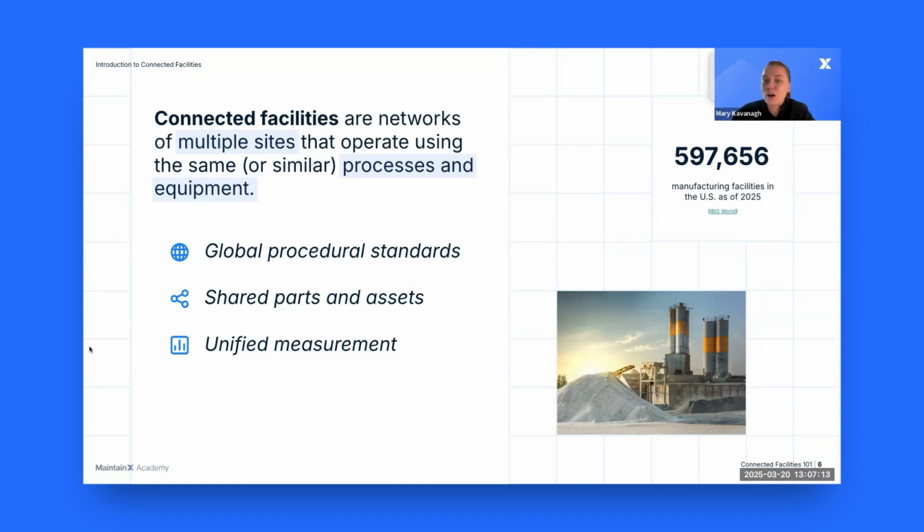Second point, shared parts and assets. So we can reduce lead time for critical equipment by taking advantage of shared inventories. We can share our resources. If something is sitting unused somewhere, we can make sure we take it when we're in need as opposed to having to look externally.